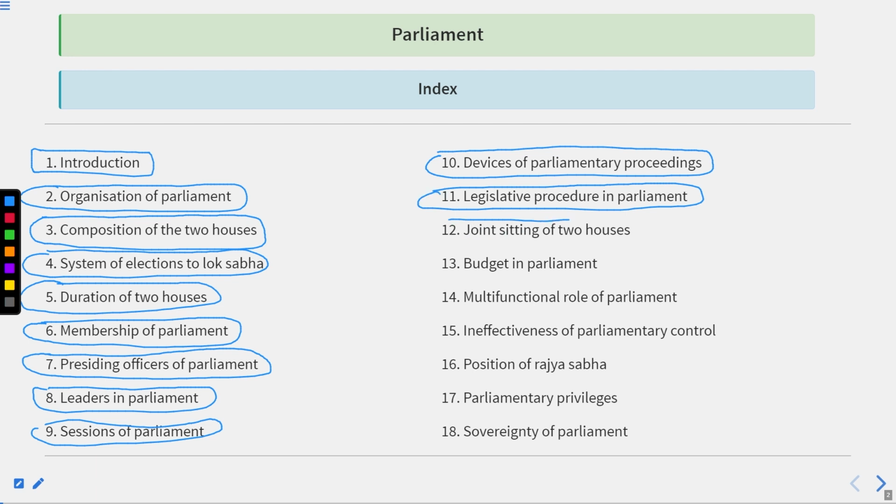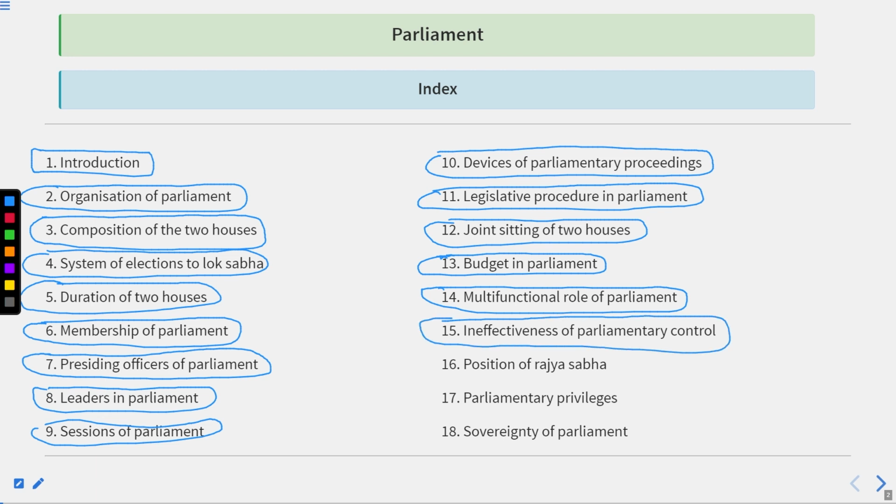parliament, the joint sitting of two houses, the budget in parliament, the multifunctional role of parliament, the ineffectiveness of parliamentary control, the position of Rajya Sabha, the parliamentary privileges, and the sovereignty of parliament.